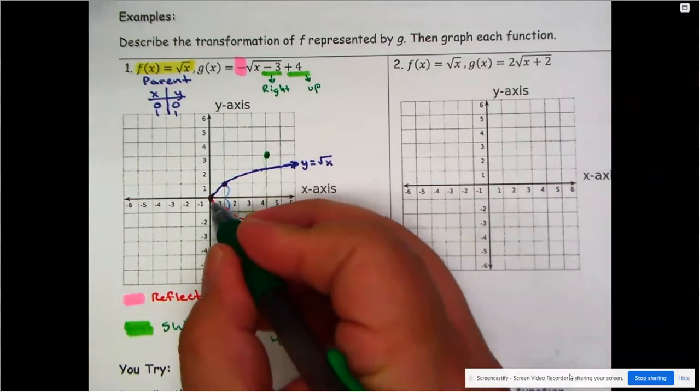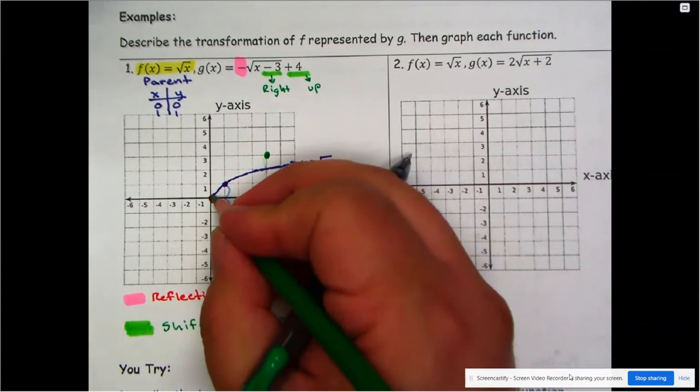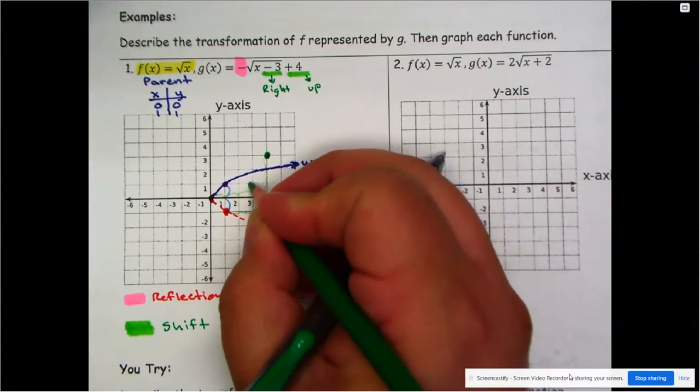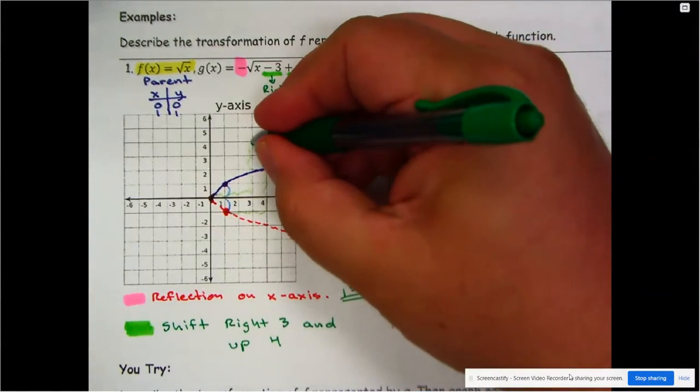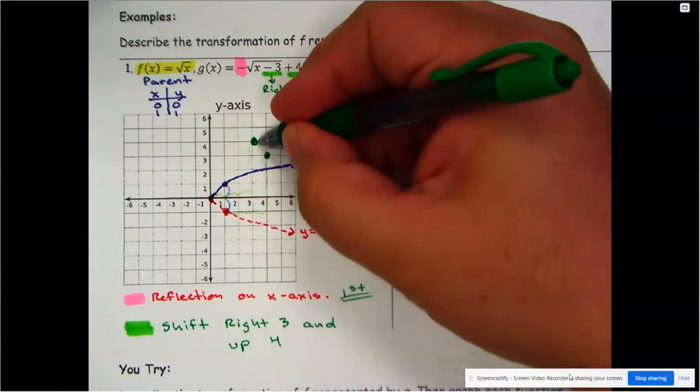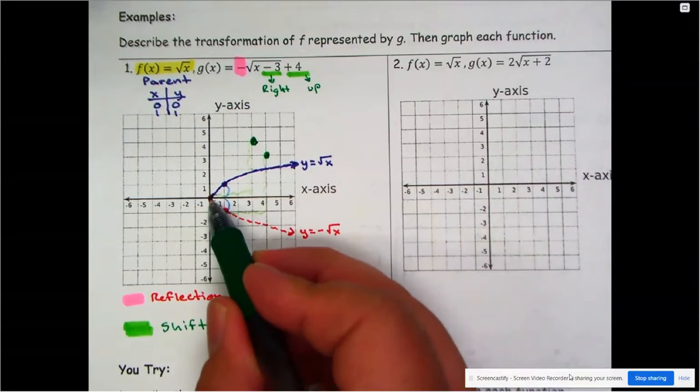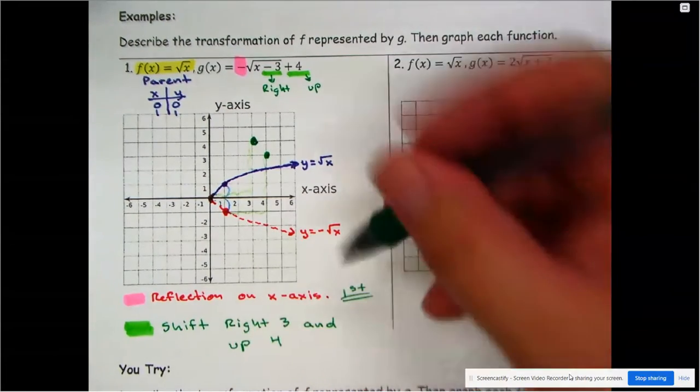Don't forget 0, 0 also has to happen. 1, 2, 3. 1, 2, 3, 4. All right, here we go. And yes, it starts from here. Remember, it doesn't go up this way. It starts here and then it heads down like a little half a parabola.